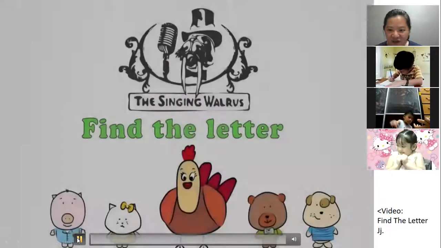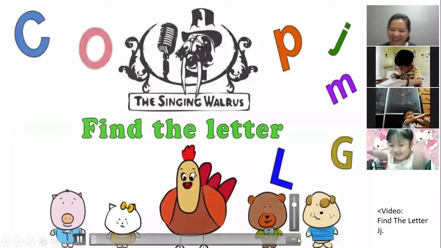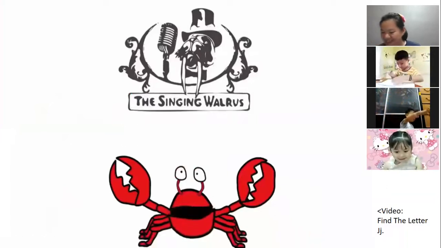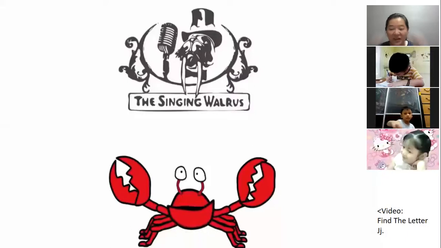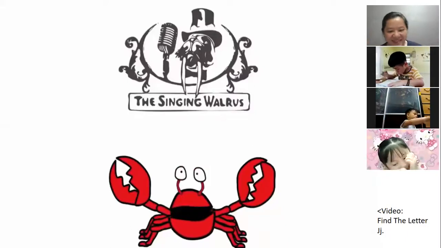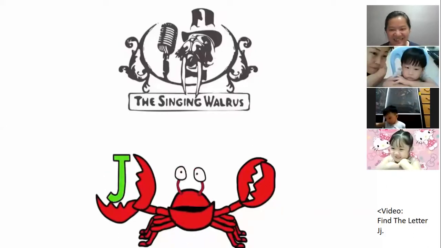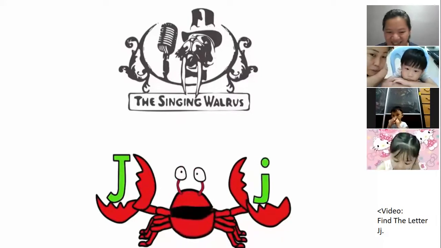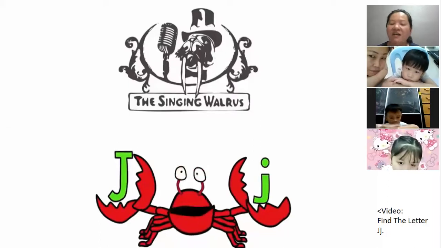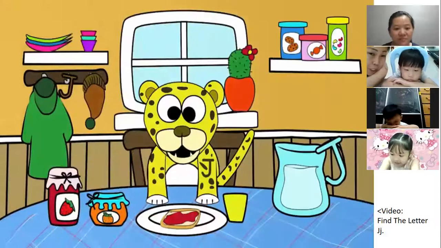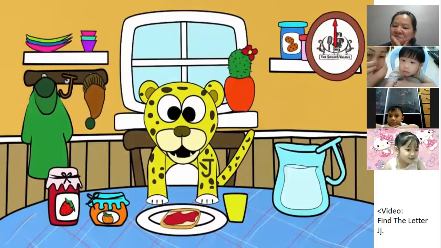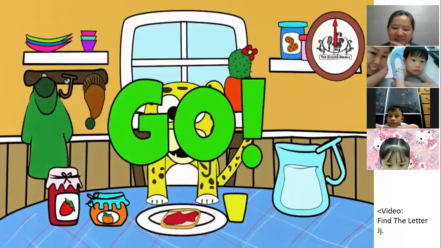Okay, now it's time to find the letter J. Are you ready? Find the letter J. Hi, kids. Today we're going to find the letter J. Do you remember what the letter J looks like? Here's the capital J. That's the big J. And here's the lowercase j. That's the small j. First, we'll find the capital J. There are three capital J's in this picture. You have 20 seconds to find them. Are you ready? Go!